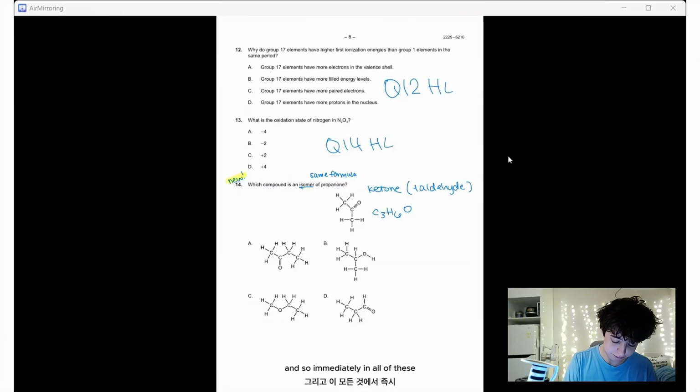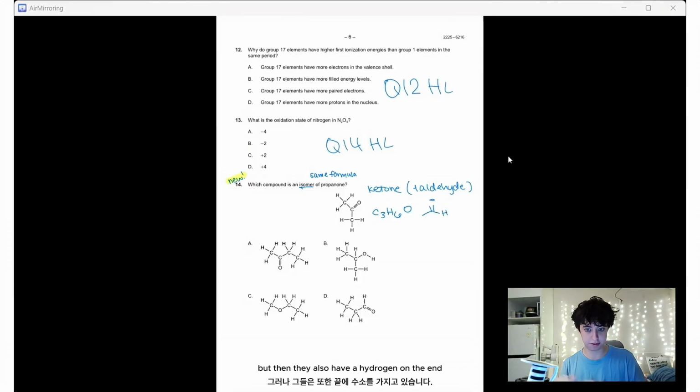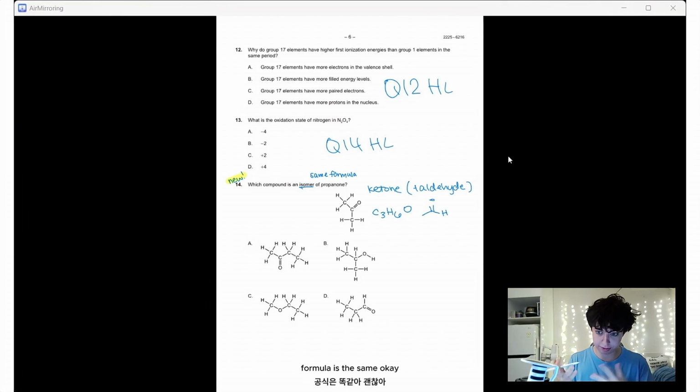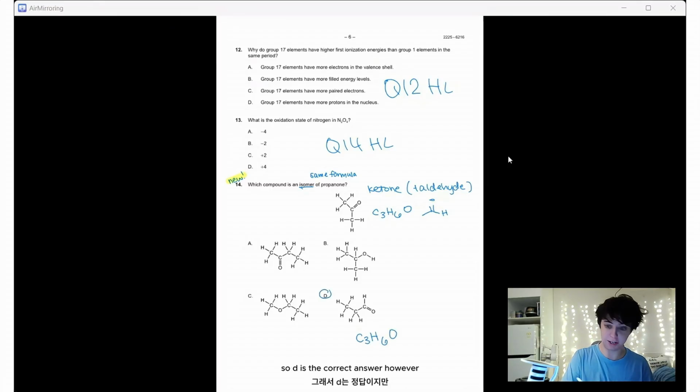So immediately in all of these, I'm going to look for an aldehyde. If you don't remember what an aldehyde is, it has the carbonyl group similar to a ketone, but then also has a hydrogen on the end. That immediately brings me to D. At D, I'm going to check and see if the formula is the same. So we have 3 carbons, hydrogens, 1, 2, 3, 4, 5, 6, and 1 oxygen. So that is right. D is the correct answer.